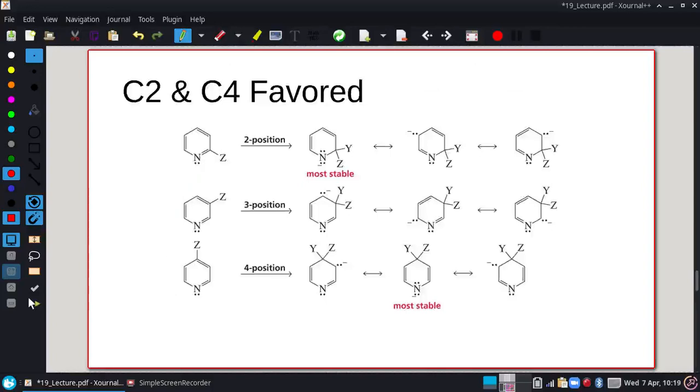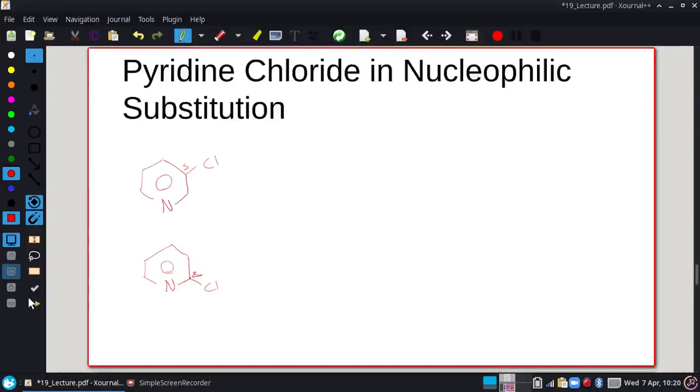If we look at our resonance contributors in there, if I attack the 2 position or the 4 position, I make a very stable species that has a pair of electrons, or 2 lone electrons, on a nitrogen with a negative. And that actually is quite stable because the heteroatom can handle that on there. So because of that, we find that the best place to put this chlorine to do nucleophilic substitution is in the 2 or the 4 position.